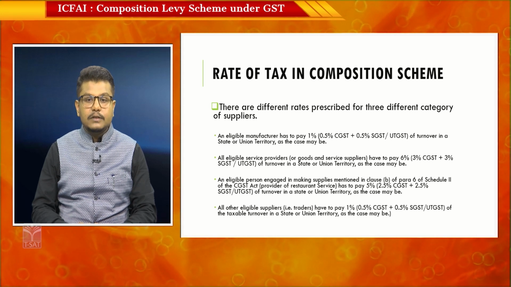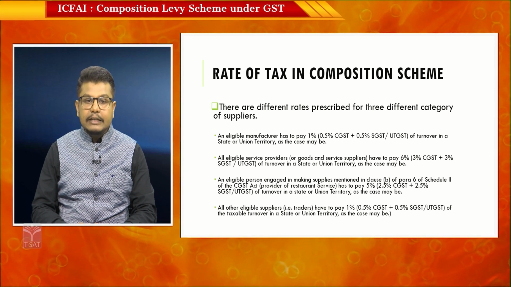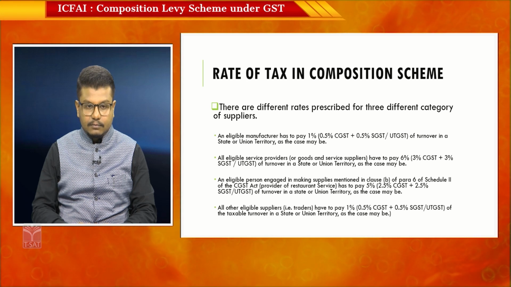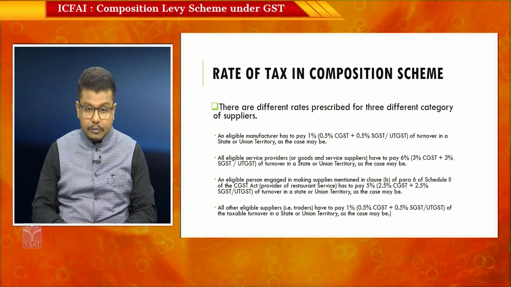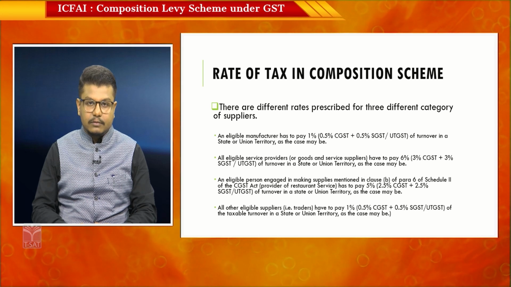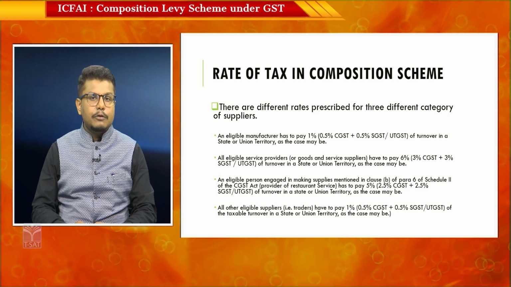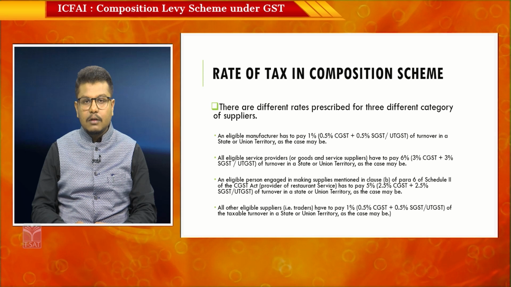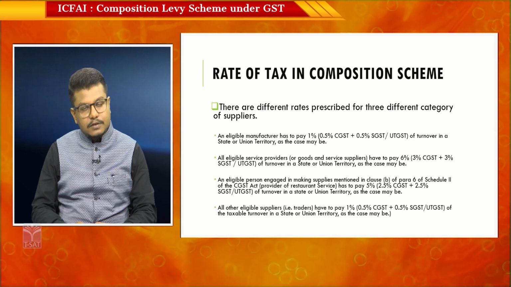Now, this 1% will be of the aggregate turnover. All eligible service providers are going to pay a tax of 6%. And similarly, 3% will go to the state government, 3% will go to the central government.